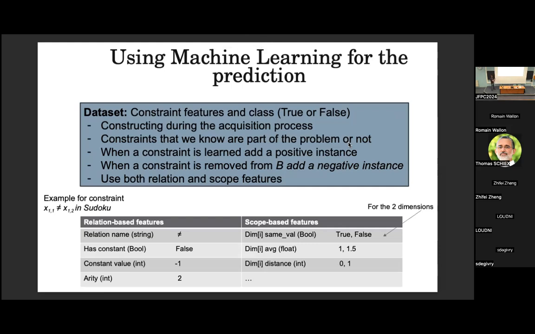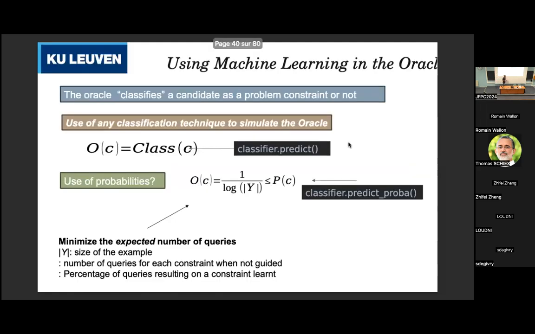Okay, an example. So the x11 is different from x12 constraint. The relation name will be not equals. It doesn't have any constants, so we fill in some meaningless value here. It's an arity of 2. These we create for each of the dimensions. So in this case, the first dimension is the same. The second one is not. Average value, the distance, and so forth. Okay.